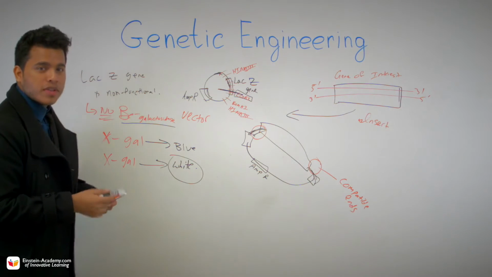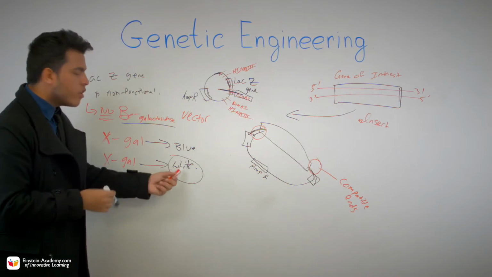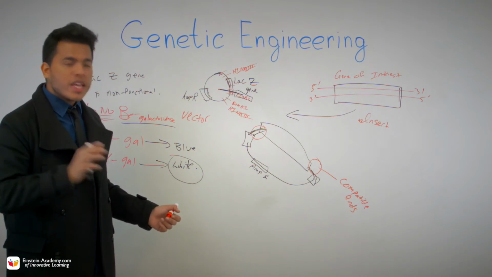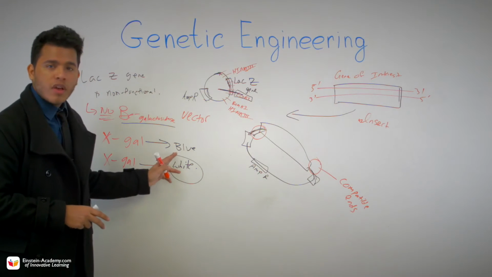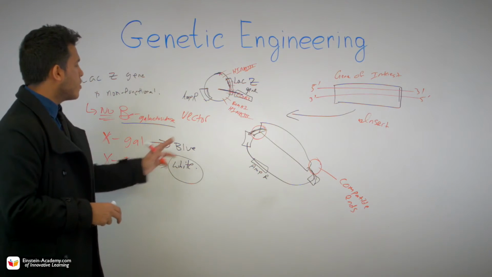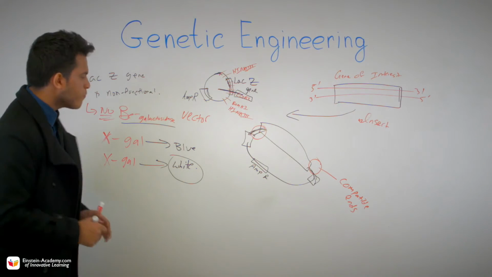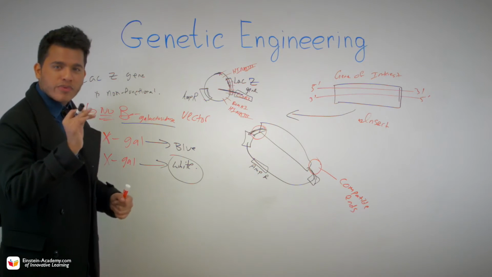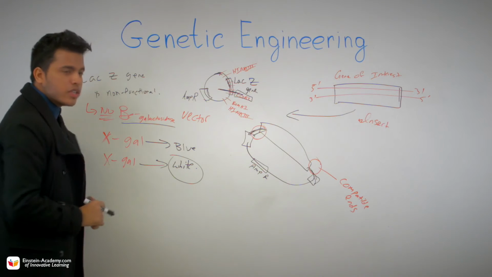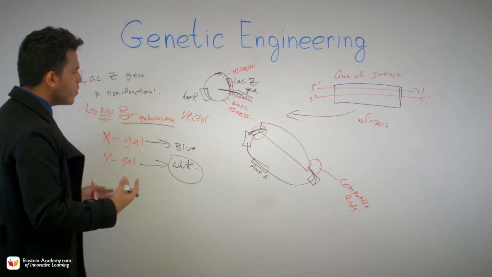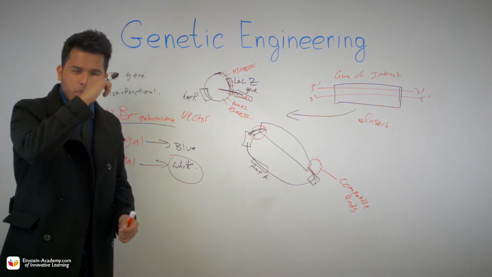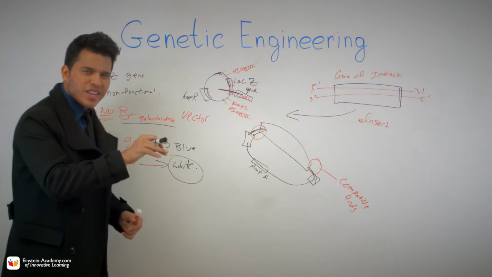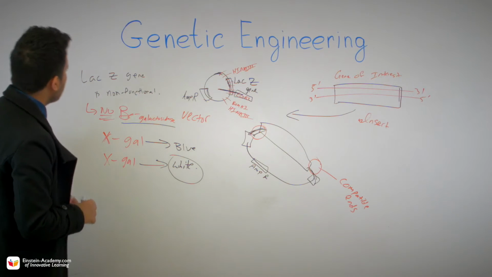This is a very good test to run. Your white colonies should have the appropriate integration of your insert into the vector. If you have blue colonies, that means that the LAC-Z gene is still functional. This is one way to compare whether or not you have successful integration of the gene of interest into your plasmid. So it's really, really cool. You can't just look at it under a microscope and say, hey, I've got it, let's move on. This is now the molecular level, so it's really, really cool.